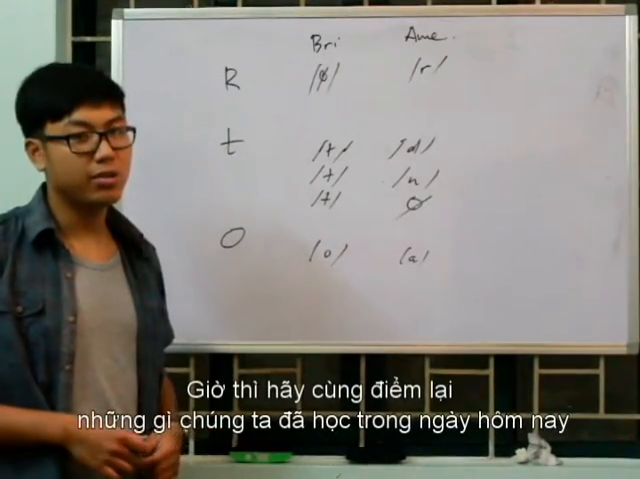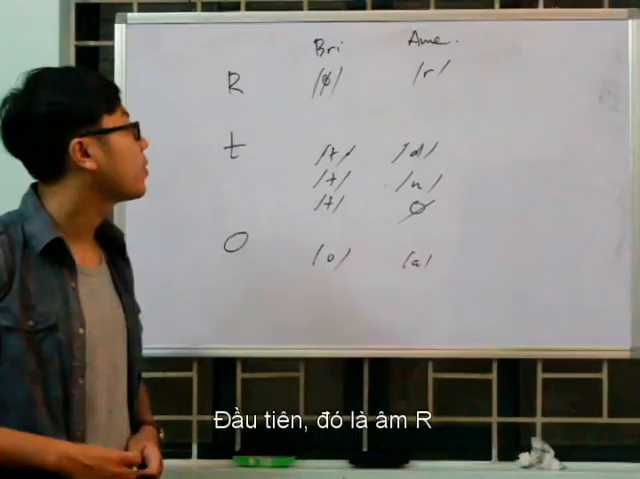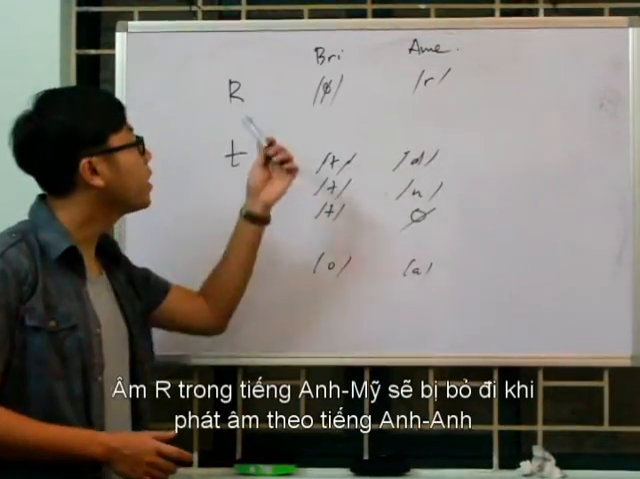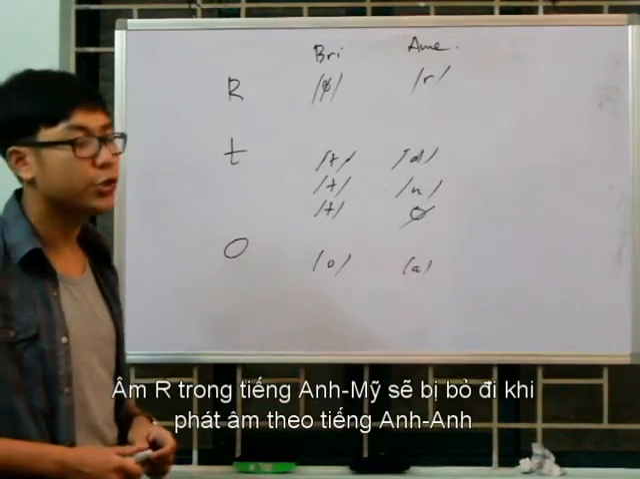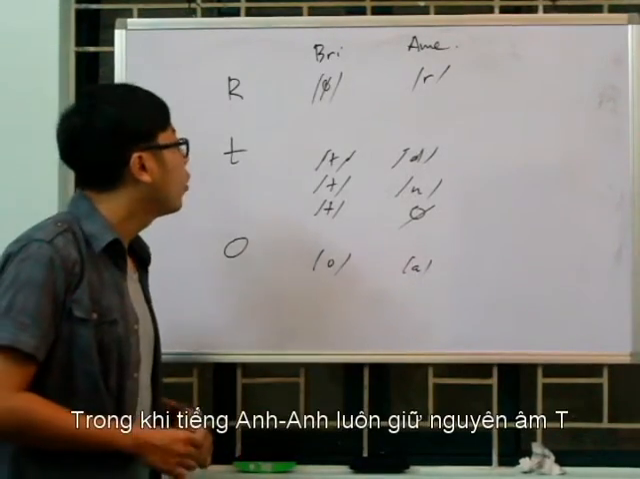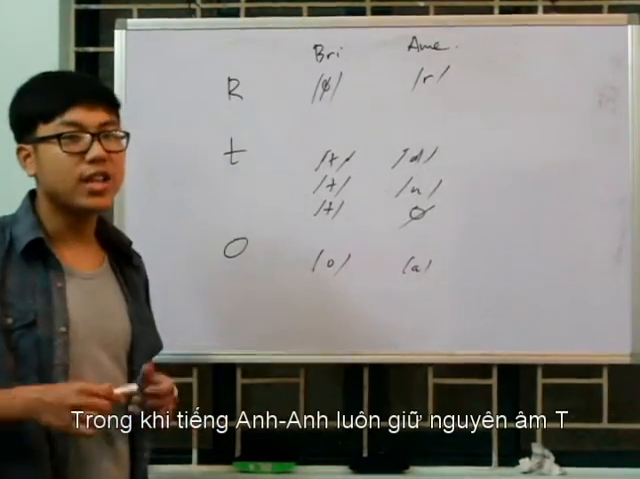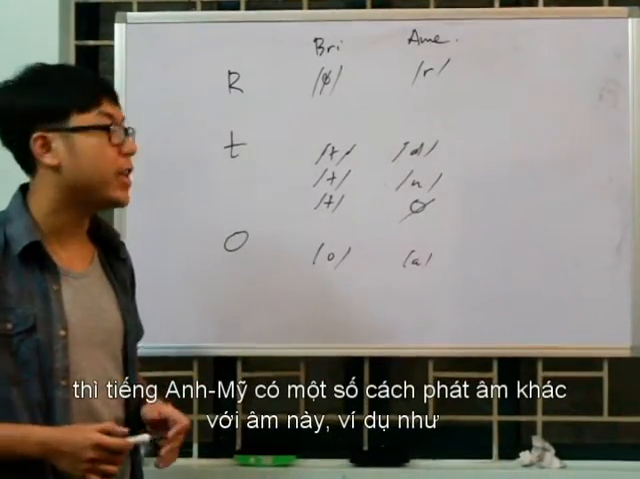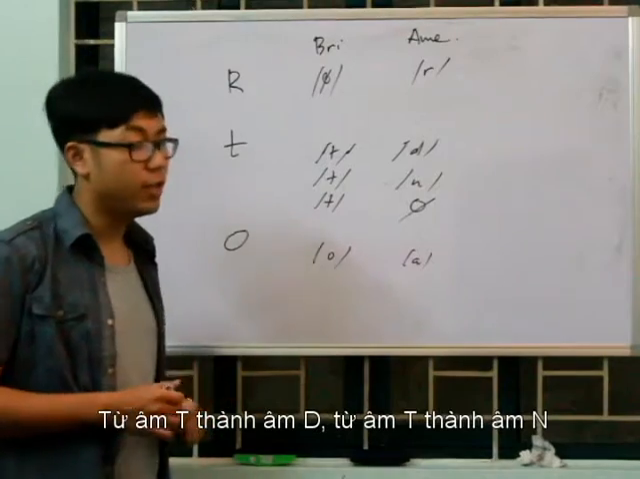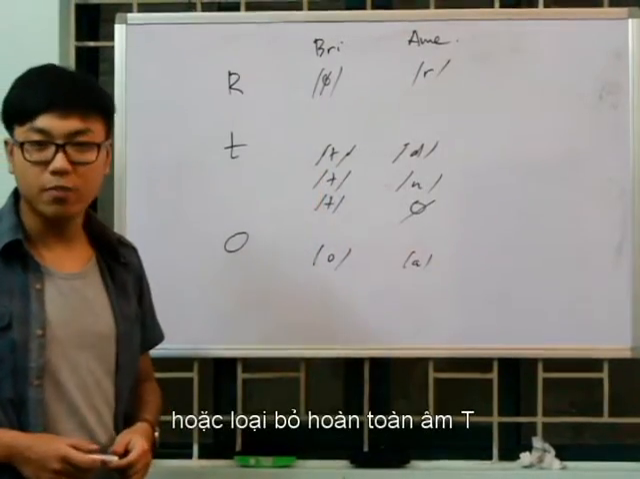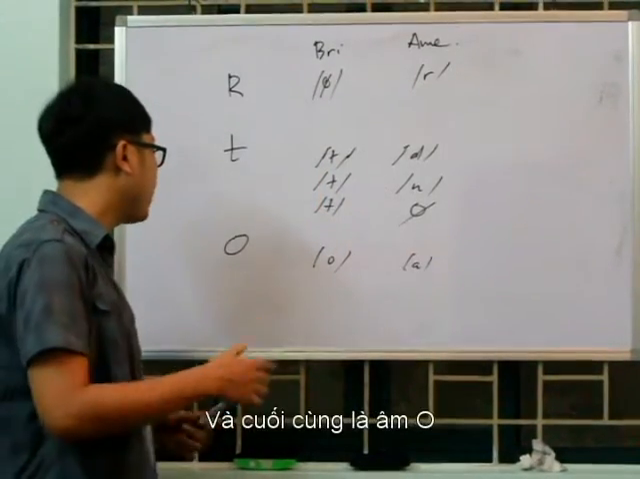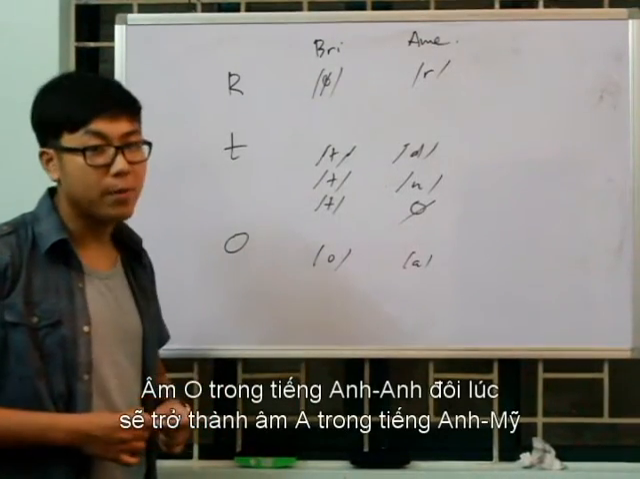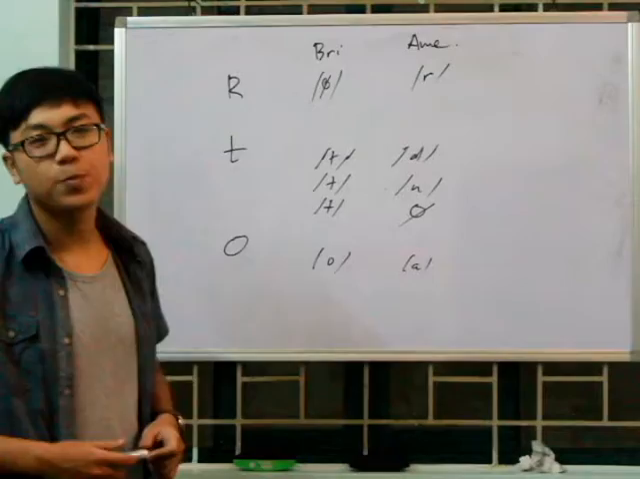Now, just take a look at what we have learned today. Firstly is R. R from American will become nothing in British English. T. British English always stays the same with T, while American English has some different ways of speaking, like from T to D, from T to N, and from T to nothing. And finally is R. R from British English will sometimes become a different R in American English.